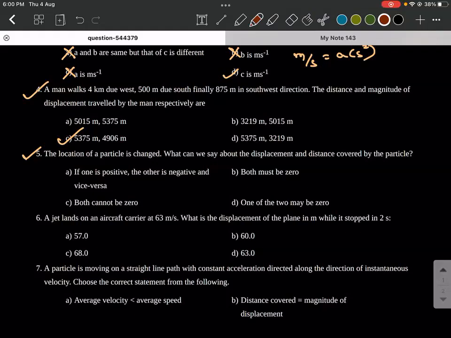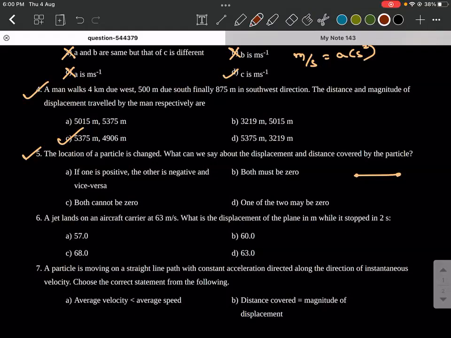There is a particle and the particle's position is changed. So they didn't give any other information besides that. So with that, what can you conclude? If the position of the particle is changed, what should happen to the distance? What can you say about distance? Distance is the path traveled by the particle. Is it changing or not? So can you say distance is 0 anymore? No. So if one is positive, the other is negative and vice versa.